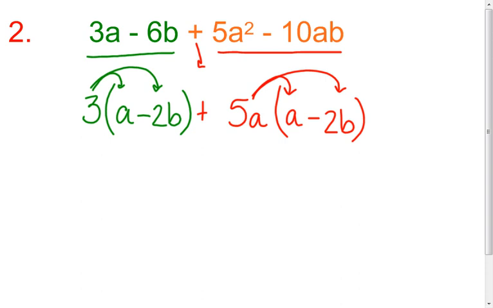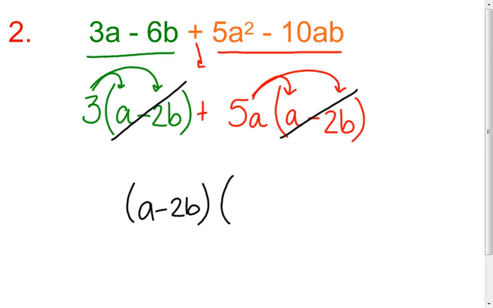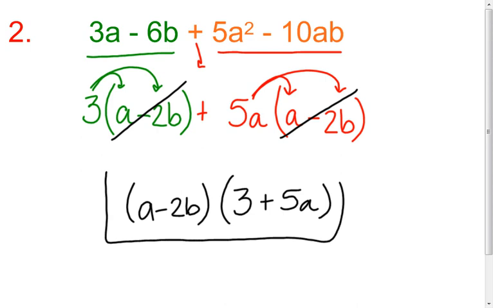And again, if you look all the way across, both the green and the red have an a minus 2b in parentheses. So I'm going to pull out that a minus 2b. I factored it out of the green, and I factored it out of the red. Now I'm going to go back and see what I have left. I have a 3 in the green plus a 5a in the red. And that's how this one would factor.